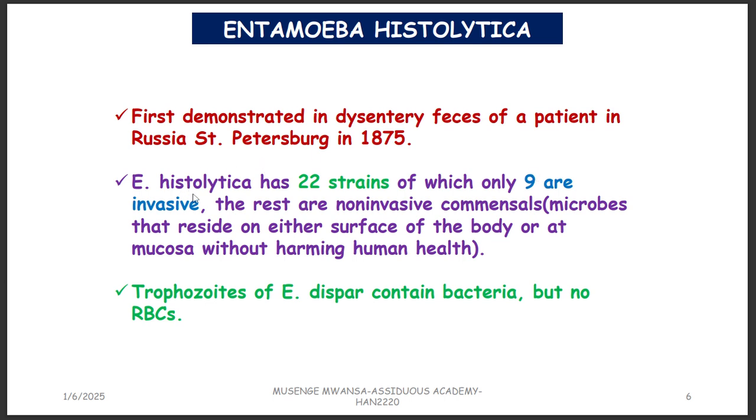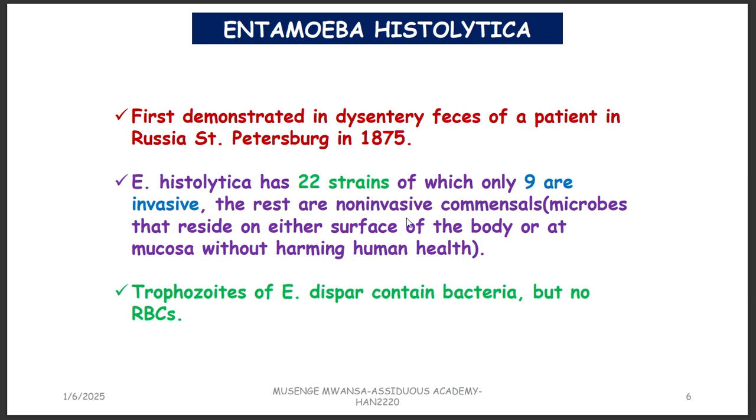The meaning of invasive is being able to penetrate through tissue. See, if you get something, you throw it in your mouth, that is not being invasive. Being invasive means penetrating through tissue. So if something you've eaten goes into your GIT, then it penetrates through the epithelium to go into your cells. That's now called invasiveness. Okay. So of the 22 strains of Entamoeba histolytica, 9 are invasive.